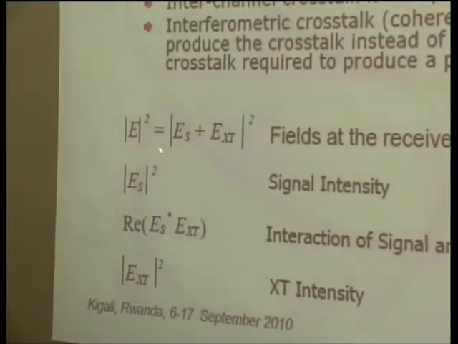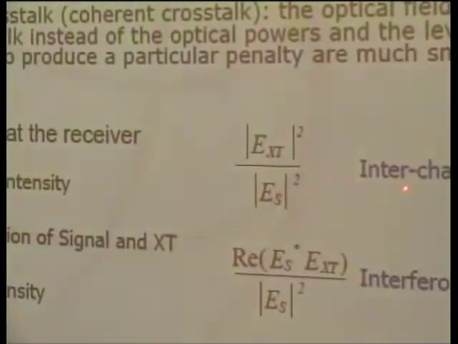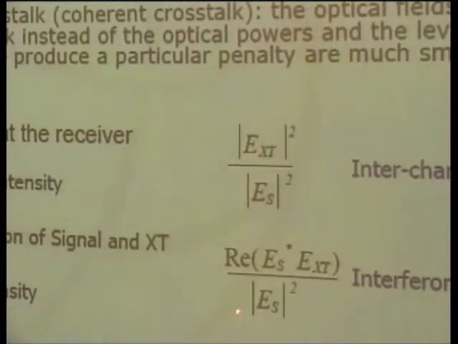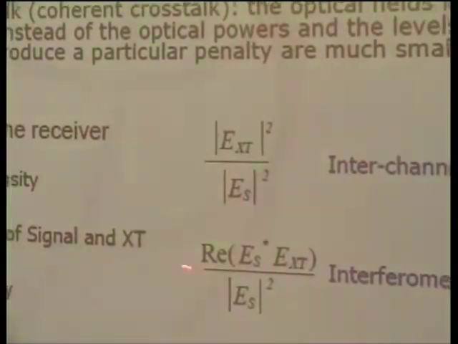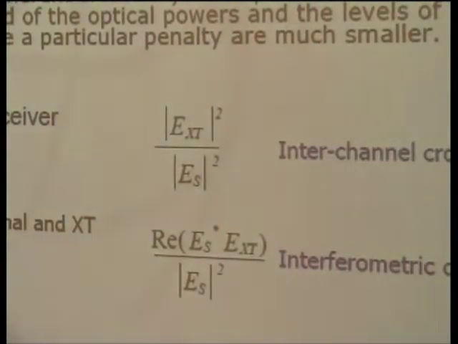If you calculate this equation, you can see three terms here: the signal itself, a so-called interaction between the signal and the crosstalk, this cross term, and the crosstalk intensity itself. We take this value, the crosstalk power itself against the signal power. This is just interchannel crosstalk. And another one is this cross term between the signal and the crosstalk signal electrical field against the signal power. This is interferometric crosstalk. These are the two kinds of crosstalk we will see in the receiver.